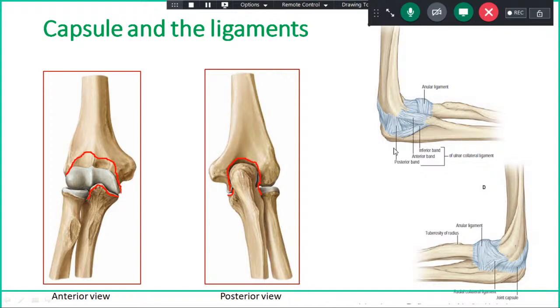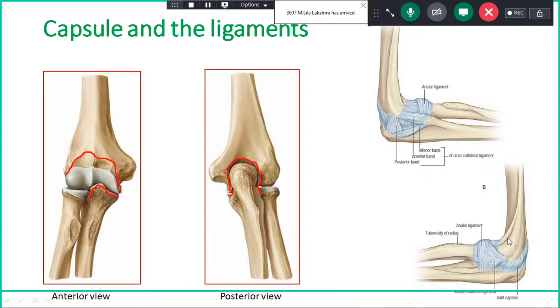On the lateral side of the olecranon, there is a small gap. Through this small gap, the intracapsular pad of fat is continuous with the extracapsular pad of fat. So there is a gap between this part and the inferior band.